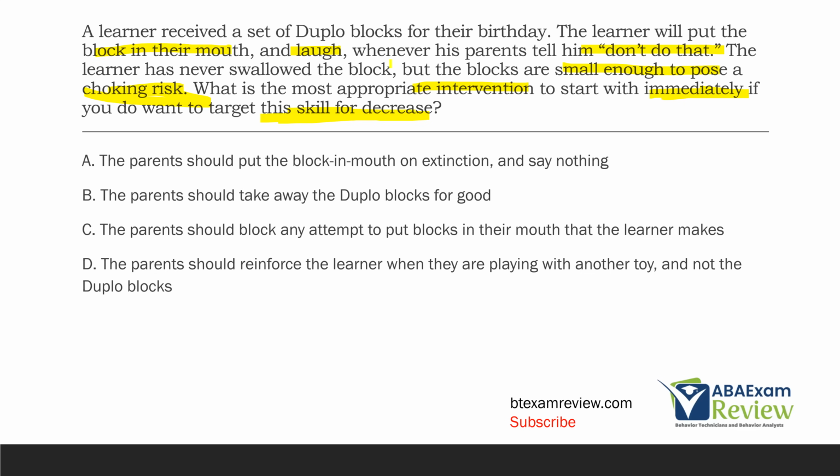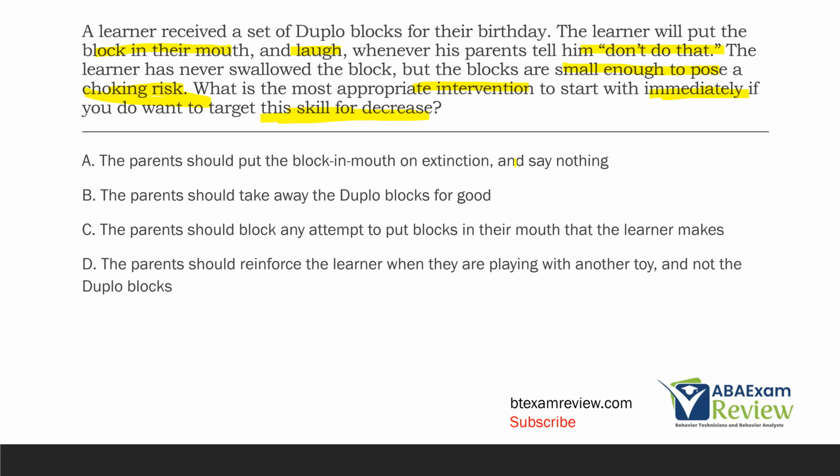Just because they've never swallowed the block doesn't mean they won't. And since the blocks are capable of being swallowed, that's a big deal. We have to start there. So what do we do first? The parent should put the block in mouth on extinction and say nothing. Well, what's the problem with that? If they're putting the block in mouth on extinction and saying nothing, are they just going to let the child put blocks in their mouth and laugh? We know it's a choking risk.